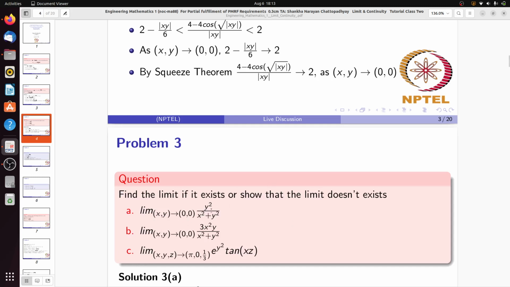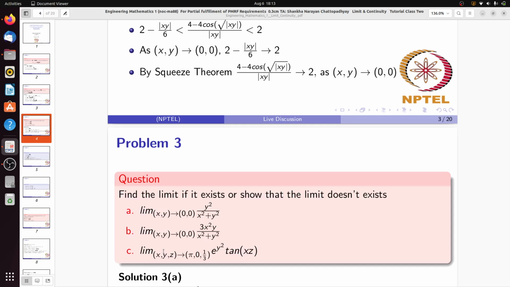Okay. So here the first question is limit xy tends to 0 0, y square by x square plus y square. So what is happening here? See, in the very next question there is limit xy tends to 0 0, 3x square y divided by x square plus y square. Here also, if there is any problem, the problem is the point 0 0 itself, because at the point 0 0 this x square plus y square term actually vanishes.